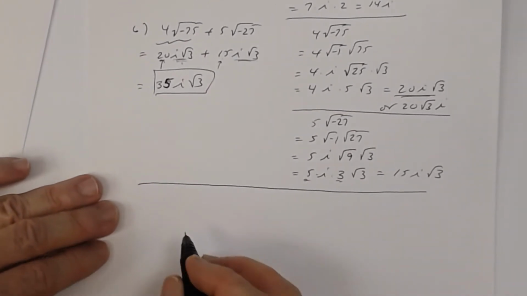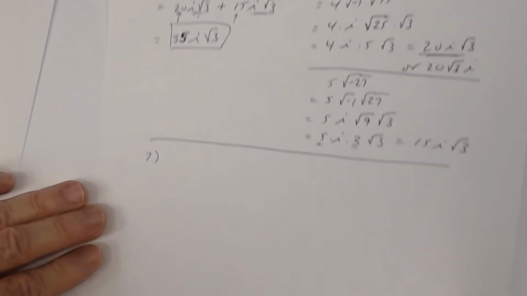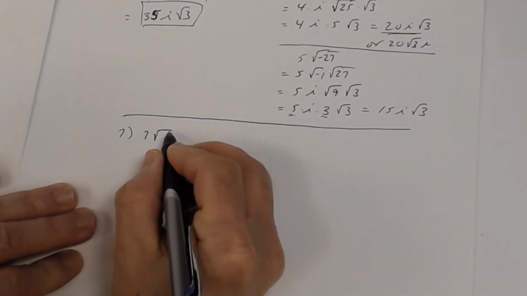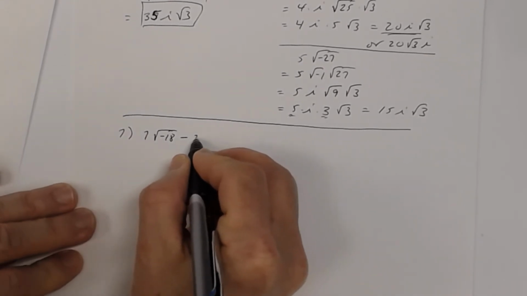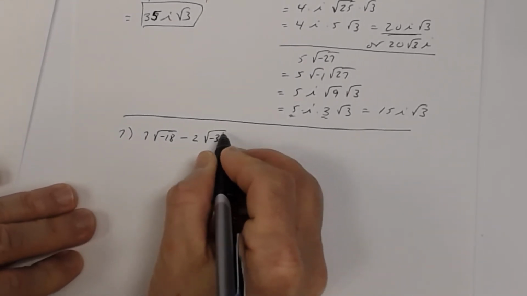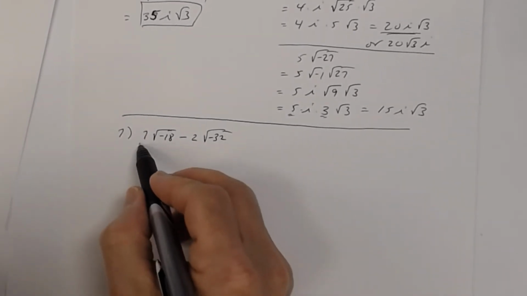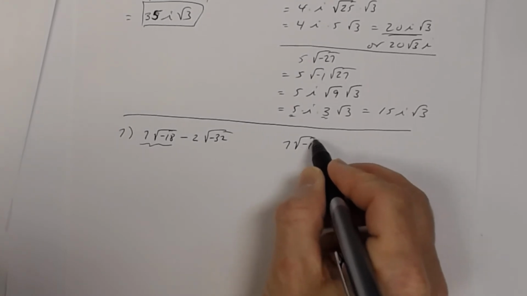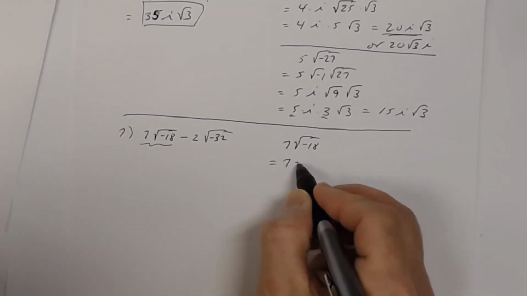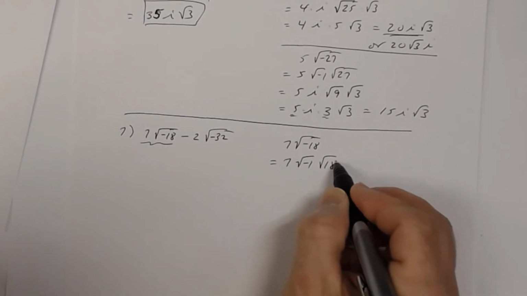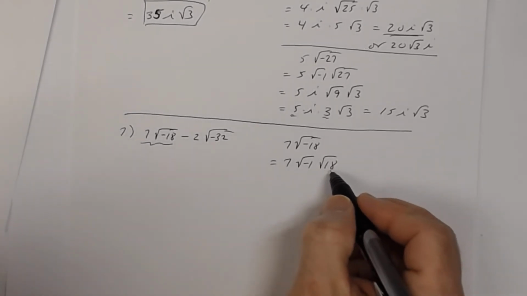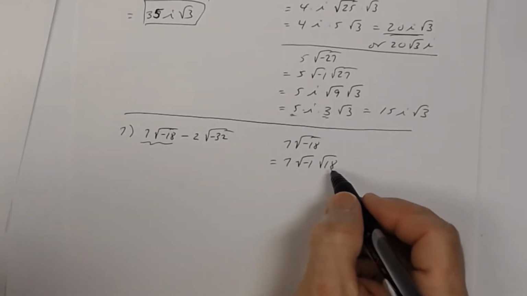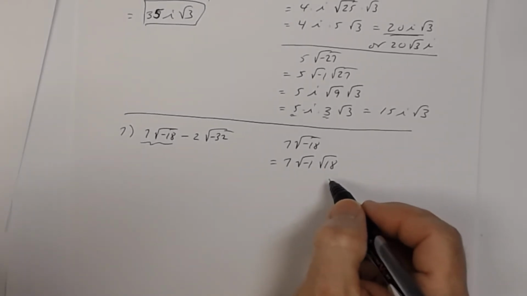Okay, so let's look at the next one. So this is number 7. So number 7, we have 7 times the square root of a negative 18 minus 2 times the square root of negative 32. And do the same thing. So let's look at this part first. I'm going to go off to the side and look at it. So that's 7 times the square root of a negative 18. So this becomes 7 times the square root of a negative 1 times the square root of 18. And remember, 18 is not a perfect square, but I can simplify the square root of 18 because 9, which is a perfect square, goes into 18 evenly.